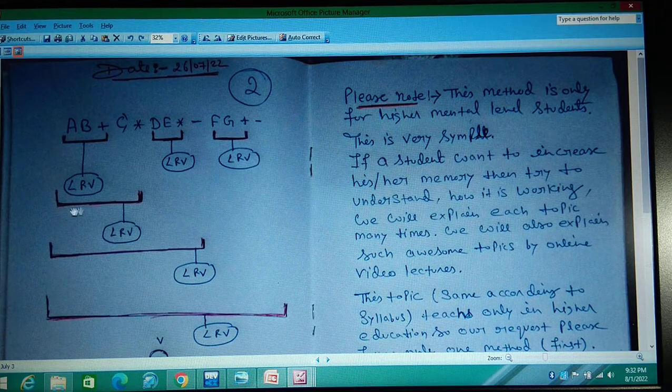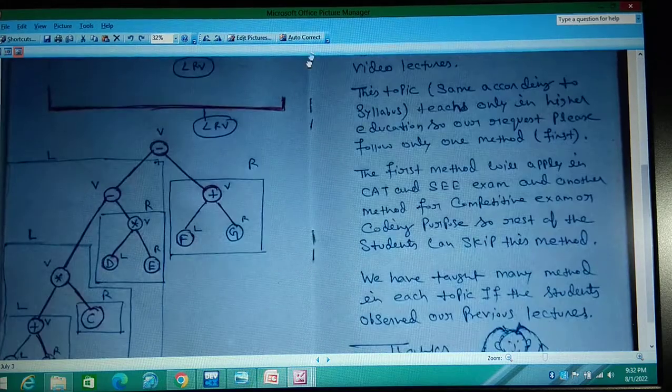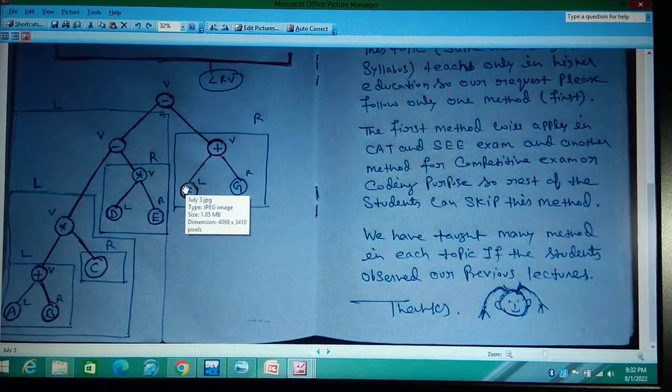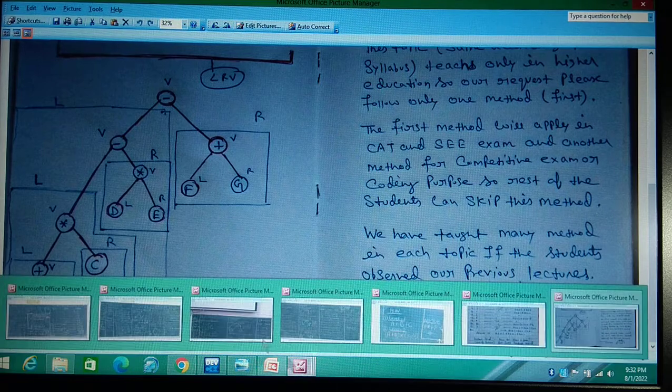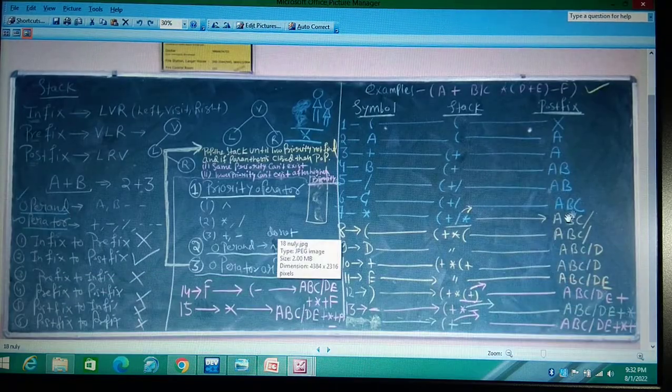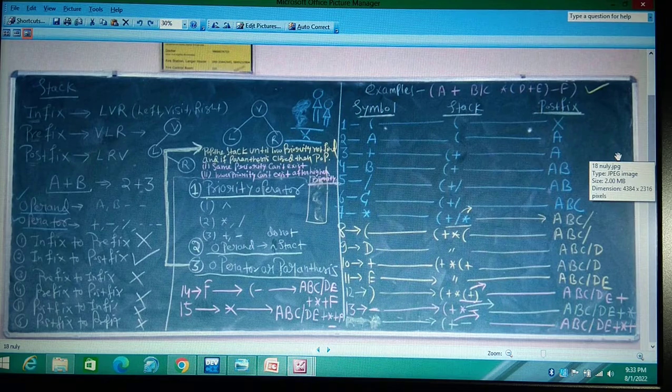Now here this is done. This is left. Now this is right, the overall is right. Then this is digit. Now for this overall, this is left, this is digit, and this is right. With the help of this, we have drawn this graph. If your mental level is above, you can understand. In an online video lecture, it is not possible to teach you everything. If your mental level is above, you can understand how it is working. Very simple. We have already explained many times in the classroom. Here also we solved. This is the best example.